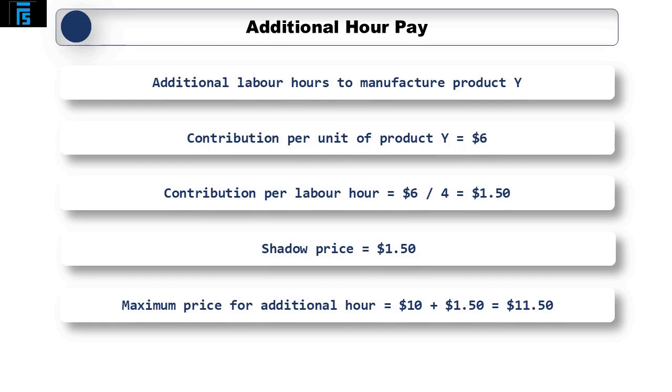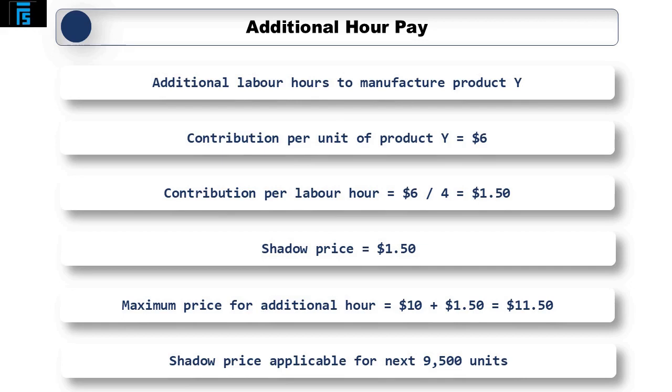Once the company has met the demand of Y, the labor would no longer be a limiting factor. Therefore, once they have made an additional 9,500 units of Y, the shadow price will no longer be applicable. Therefore, the shadow price would be applicable for the next 38,000 hours.